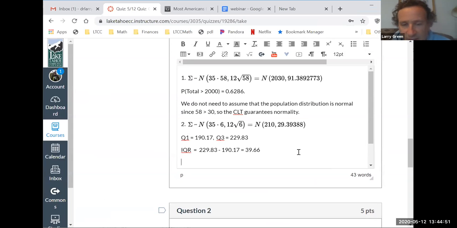So notice that since 6 is less than 31, the central limit theorem does not guarantee that the sampling distribution is normal. So why 31? Because you're feeling like 30.